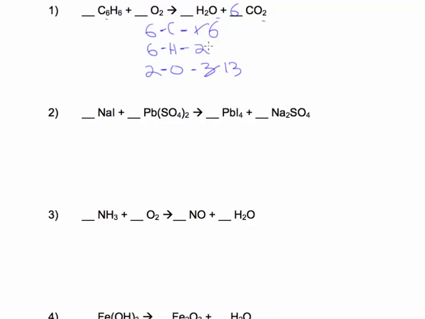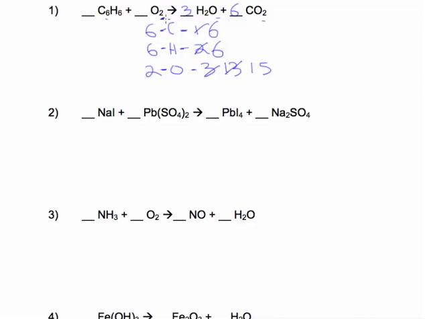Let's fix our hydrogen next. There's 6 on the left and only 2 on the right. So a coefficient of 3 will give us 6 hydrogen, and 3 plus 12 gives us 15 oxygen. Now we have a problem over here because we have O2, we're only going to be able to get even numbers if we're using whole number coefficients.